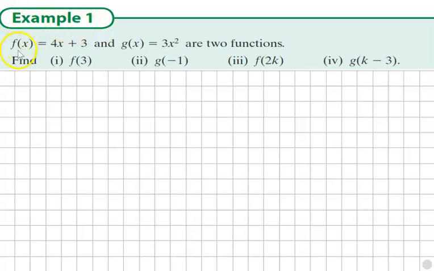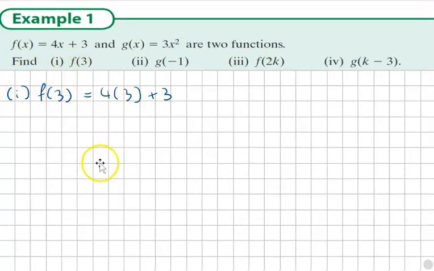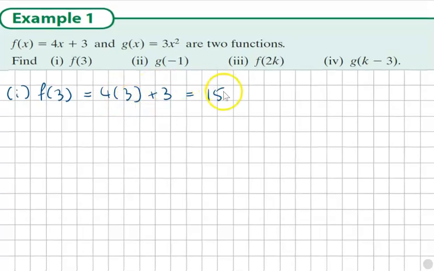Example 1. f of x equals 4x plus 3 and g of x equals 3x squared are two functions. Find part 1, f of 3, part 2, g of minus 1, part 3, f of 2k, and part 4, g of k minus 3. So part 1, f of 3. We're going to replace the x in f of x with a set of brackets and put 3 into the brackets. 4 times 3 is 12, plus 3 is 15.